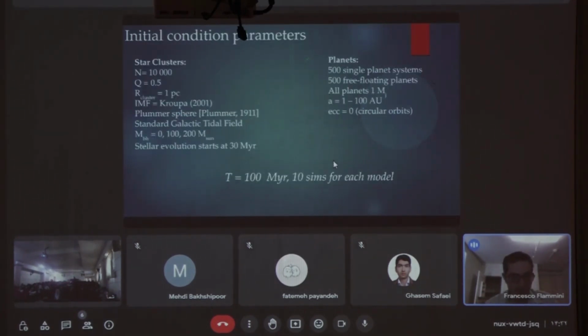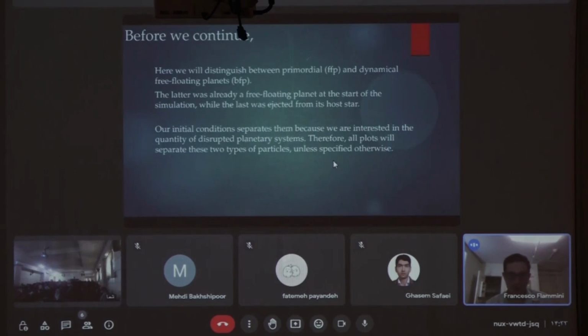So these are the initial conditions. I will not go into the detail of the others that we already saw, but I will highlight that we use a black hole mass of 0, 100, and 200 solar masses, and that we start the stellar evolution at 30 megayears because we have a black hole, so we want a more massive star to eventually become more evolved. We use 500 single planetary systems and 500 free-floating planets that all have one Jupiter mass, while the planetary systems have semi-major axes from 1 to 100 AU distributed in a logarithmic uniform distribution.